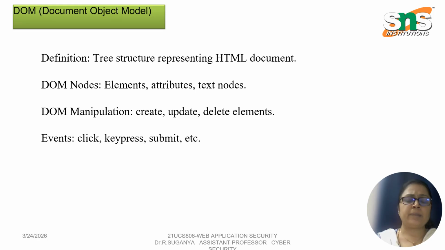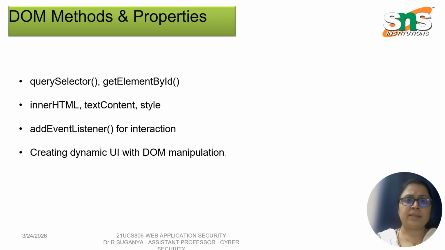The events can be like click, key press, submit, onclick button, drag, ondrag. These types of events will be there for the document object model. It is like a tree structure. You know how a tree is, right? The elements, the attributes and the text nodes will be there. Next are the methods and properties: querySelector and getElementById, innerHTML, textContent, addEventListener for interactions, creating dynamic UI with DOM manipulations.